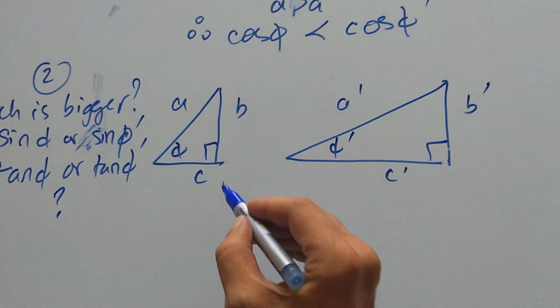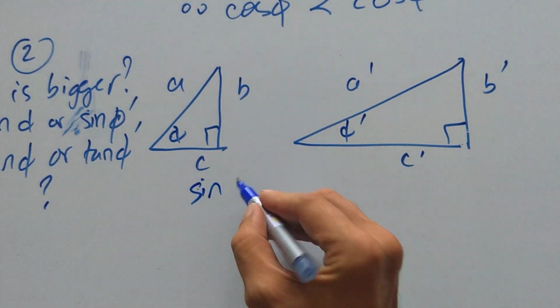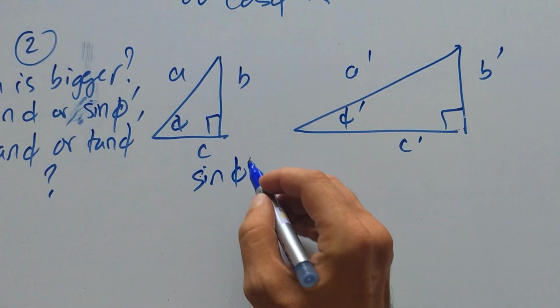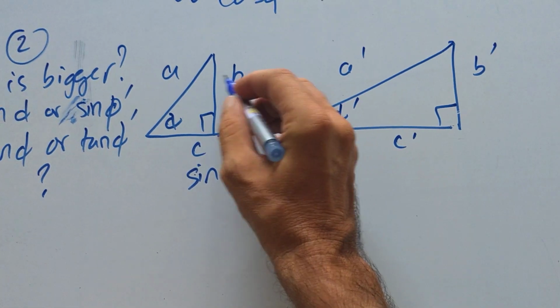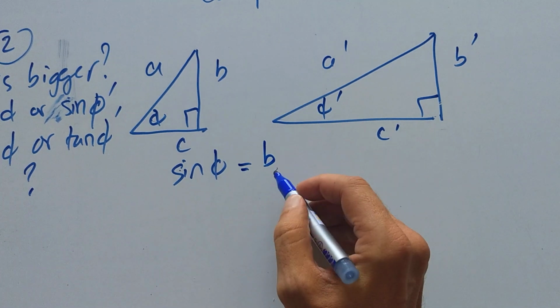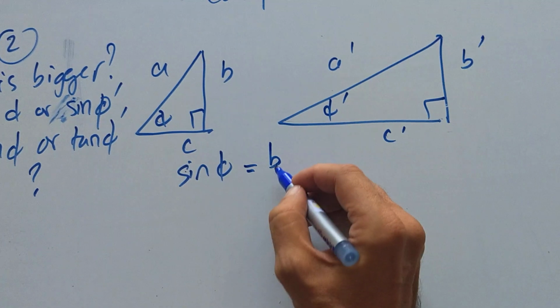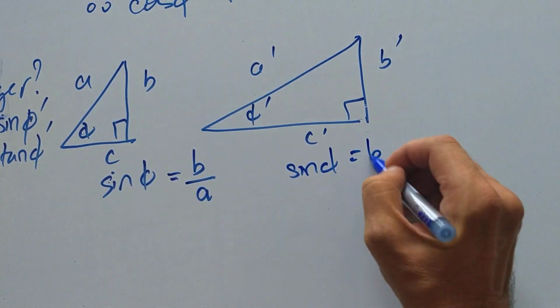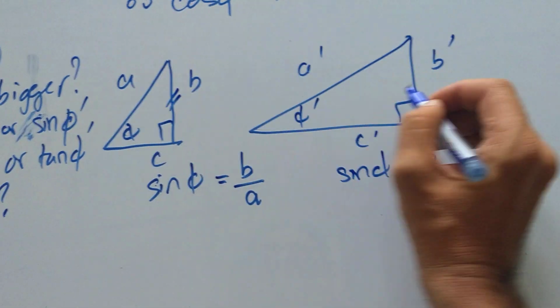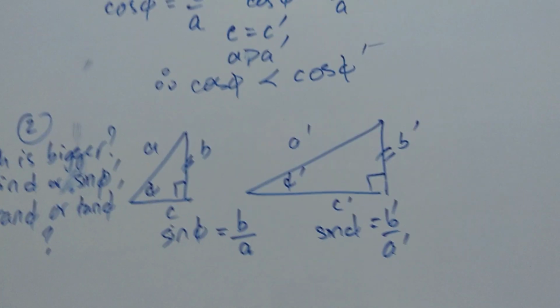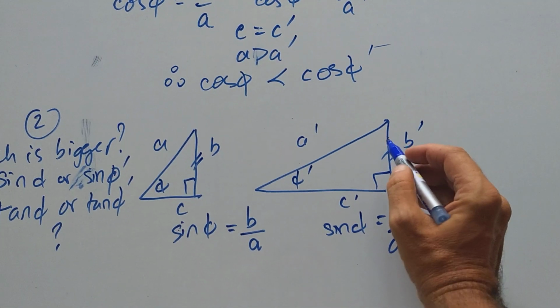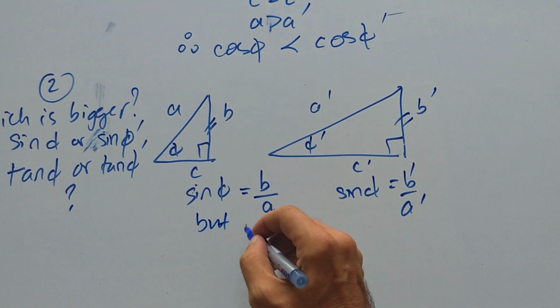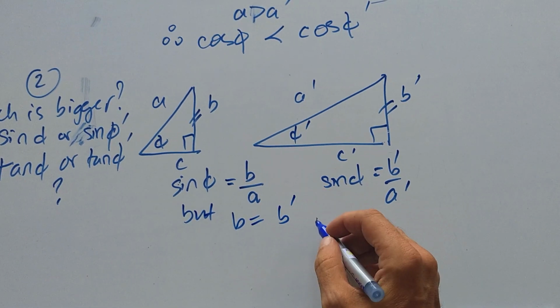All right, let's work it out. Sine phi is opposite over hypotenuse, that's B over A. And sine phi prime is B prime over A prime. Now B, I constructed them to be equal, so B and B prime are equal.